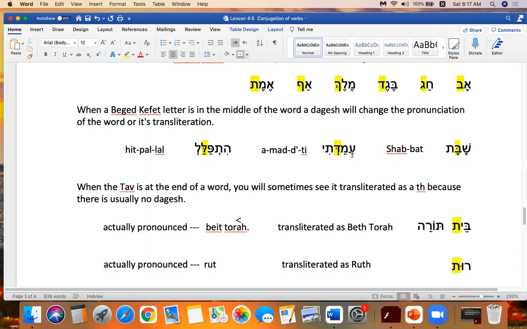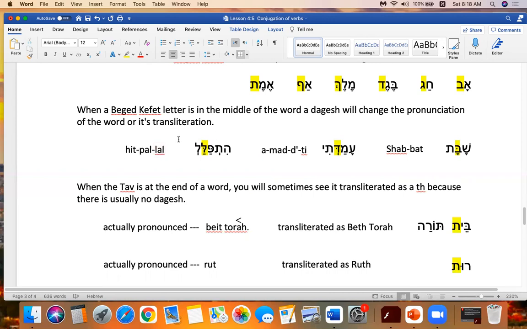Now, sometimes it's pronounced in the middle of the word, especially if it has a shva underneath it and it's a dagesh. So this would be amad de t. So it's got the dagesh, so it's going to be pronounced twice, amad, because of the ending shva, and then it's pronounced de because it has the dagesh t, amadati.